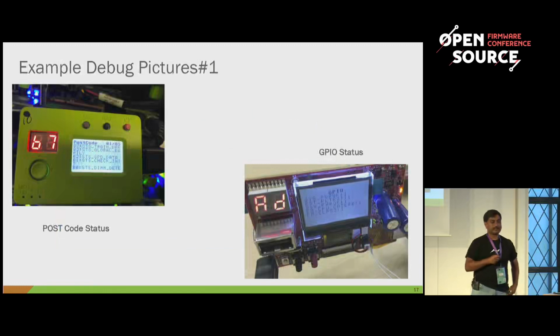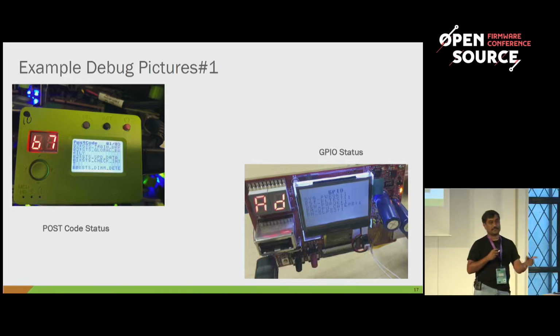Some example debug pictures. On the left side, you can see the postcode. Previously we used to have just the postcode, like 67. But now on the right side, you can see the LCD card printing what the actual code means in a user-readable format, as well as what happened before actually. So you might miss the previous postcode. Now we have a chance to look at what happened in the last 4 or 5 postcodes, or more than that actually.